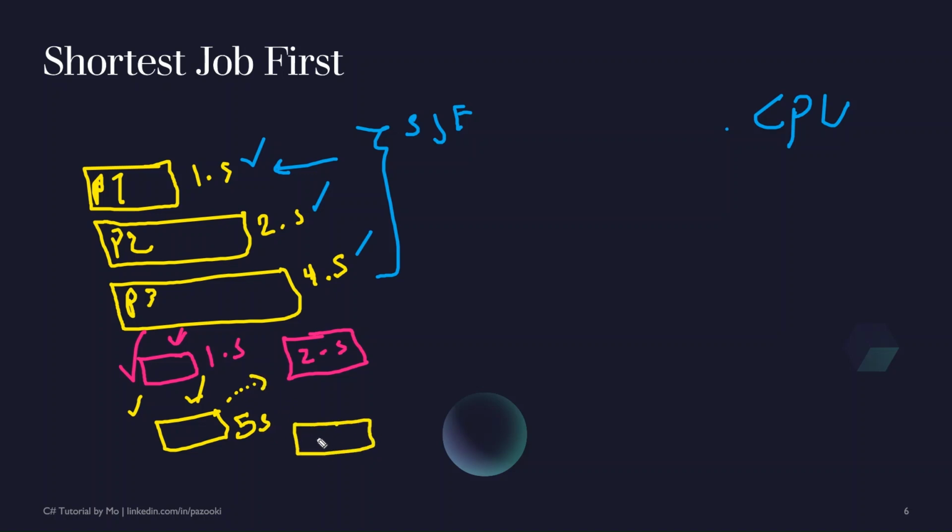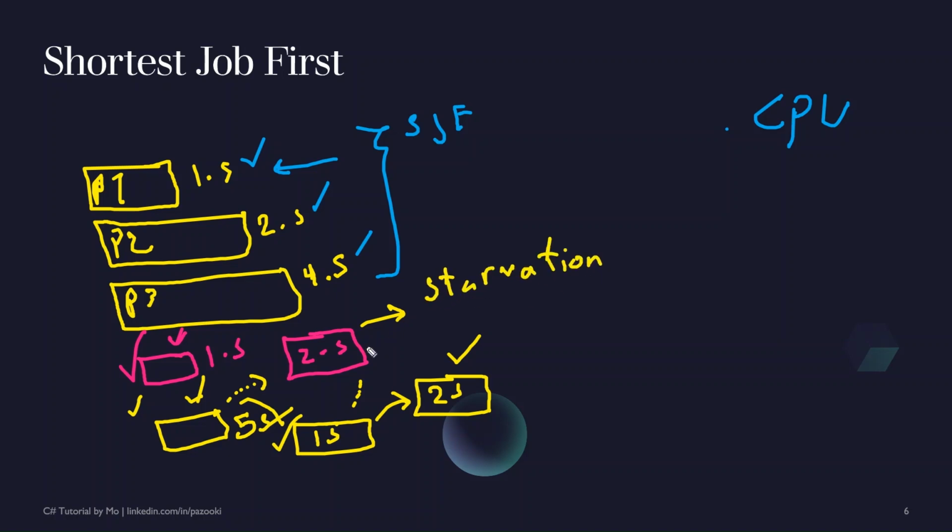After completing the first process, before the CPU can select the second one, another process that requires 50 seconds appears. The CPU then selects this new process and the cycle continues. Then a new process that needs 2 seconds arrives. This leads to a situation where the CPU never gets a chance to start working on the second process, which is not ideal and can be considered a form of starvation.